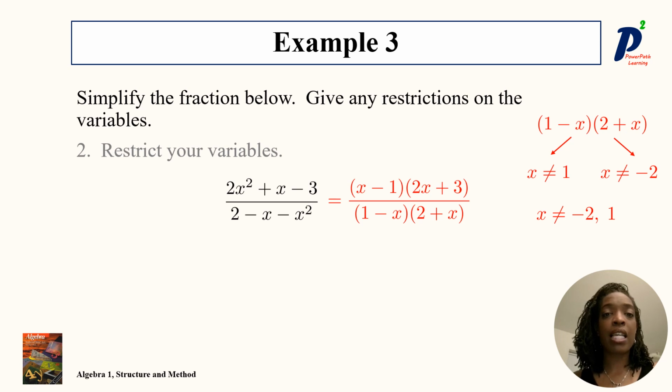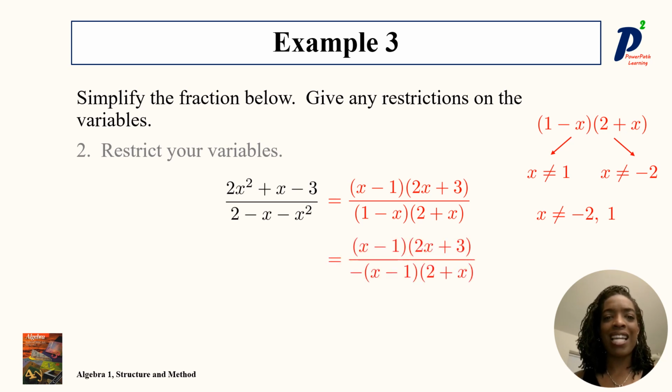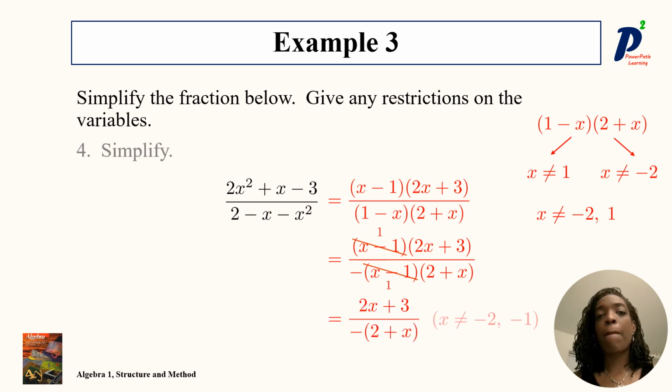Now that my domain is restricted, I'm looking to cancel any like terms in the numerator and the denominator. But right away, I see that x minus 1 and 1 minus x are similar, but not quite the same, because they are opposites. So I need to rewrite this so that I have a negative sign outside. Now I have a common factor in the numerator and the denominator, and I can cancel x minus 1 for both. I'm left with 2x plus 3 over negative 2 plus x with my restricted domain.